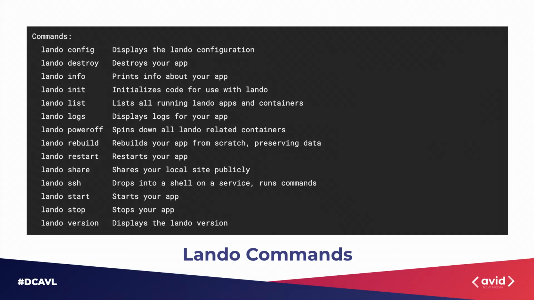Lando SSH allows you to SSH directly into your container, so you can run commands there. If it's a command that you don't run very often, it makes sense maybe to SSH in and run the command there. Whereas if it's a command that you use all the time, like npm or node, to run like just building your source code for your theme or whatever, then you can expose those via the tooling that we looked at. Of course, Lando start and stop will start and stop your app, and Lando version will display the version of Lando that you're currently running.